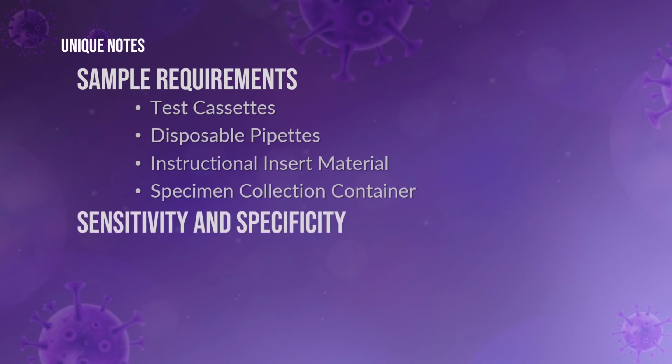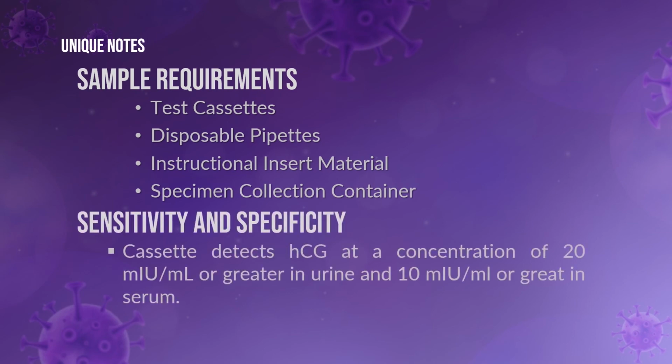Sensitivity and specificity. The cassette detects hCG at a concentration of 20 mIU per ml or greater in urine and 10 mIU per ml or greater in serum. The test has been standardized to the World Health Organization. Serum testing is much more sensitive and specific than urine testing, measuring the exact amount of hCG in your blood. Urine testing, however, is more convenient, affordable, and comfortable for patients, has a fast turnaround of 5 to 10 minutes, and does not require a medical prescription.